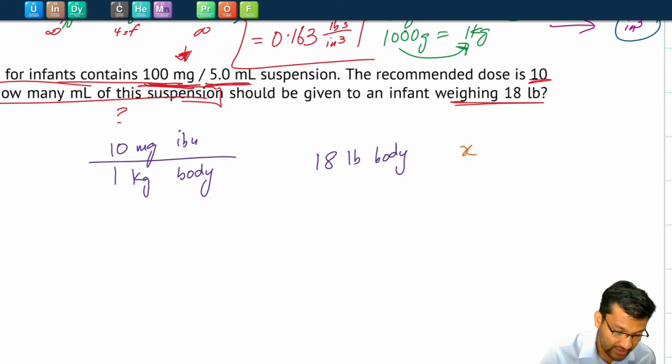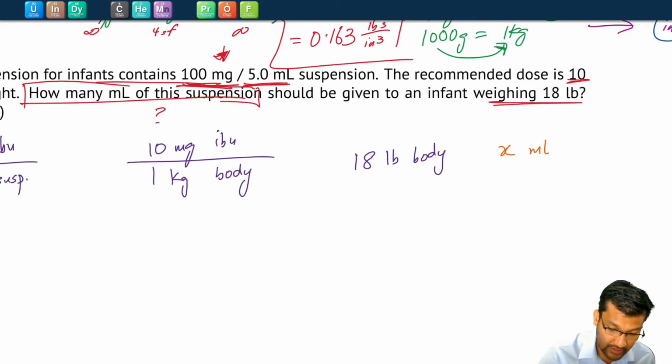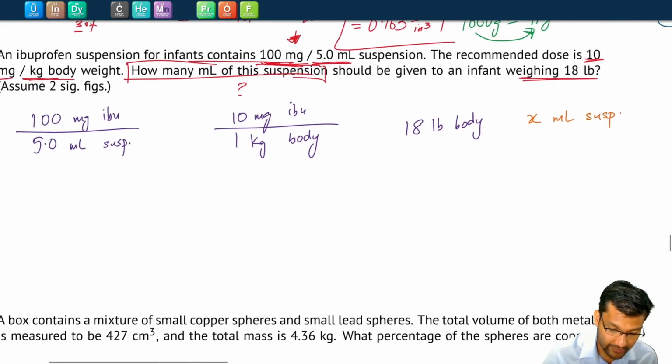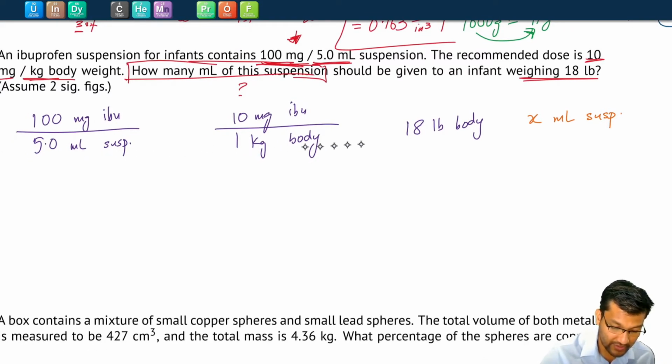X, we need to find how many milliliters of suspension. So that's another descriptor. So this is all the information that we have. This is what we're given, and this is what we need to find. Okay, let's come up with a strategy. Our second step is to come up with a strategy.